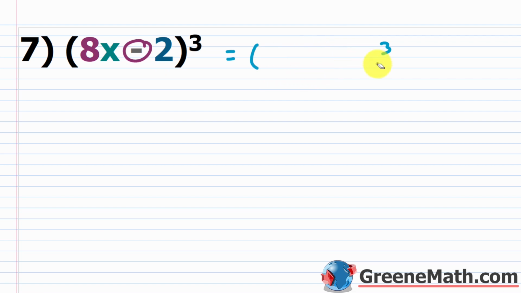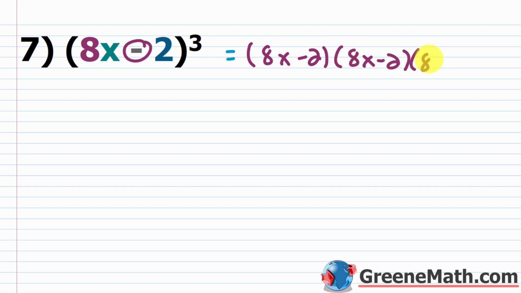So you have to expand this if you want to do it the long way. So you have to go 8x minus 2, this quantity, times the quantity 8x minus 2, times the quantity 8x minus 2, like this, okay? But of course, we're not going to do this because this would take forever, and we have a little shortcut, okay?